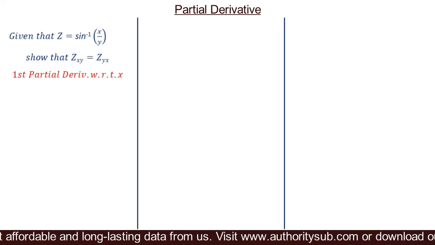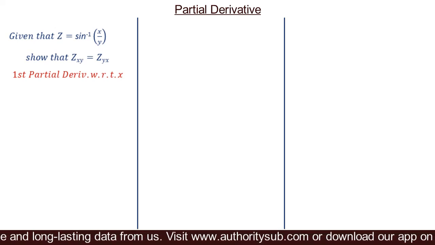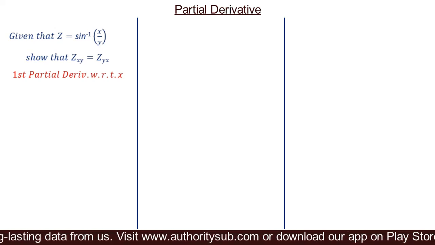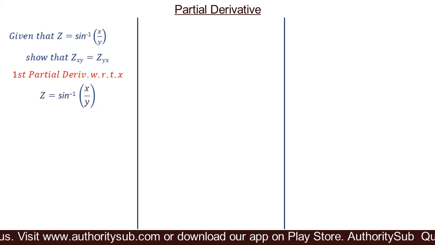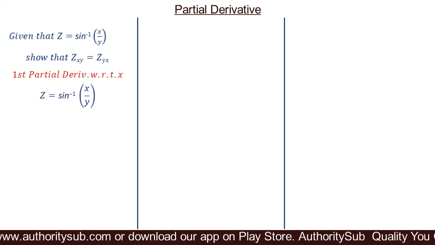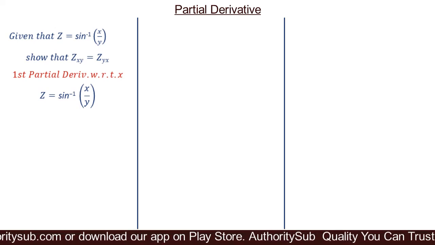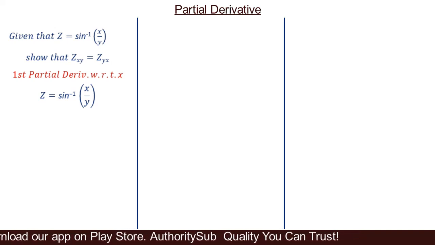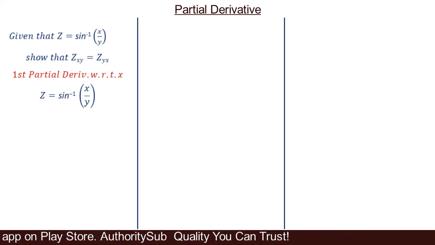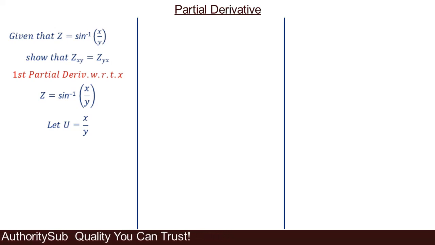Now please pay attention. Let's start with the first partial derivative with respect to x. We have our function z equal to sine inverse of x all over y. For us to differentiate this with respect to x partially, we are going to use the substitution method. Inside the bracket of the sine inverse we have x all over y. Let's call this x all over y a letter. So we say let u equal x all over y. As we call it a letter, our z is now a function of u. That means we are going to have sine inverse of u.